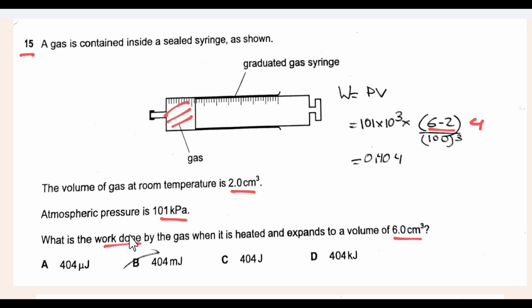So what is the work done? We know that work done is equal to force into distance. Also, there is another equation for work that you need to remember, that work is equal to pressure into change in volume. We know the pressure, 101 kilopascal, that is 101 times 10 to the power 3, and the change in volume is 6 minus 2. Since it is in cm cube, we must convert it to meter cube, that is divided by 100 cube. So the work done comes to be 0.404, and it would be 404.